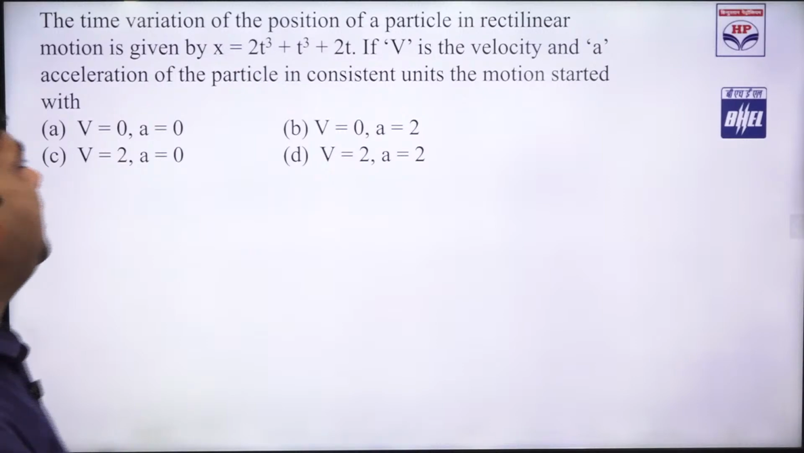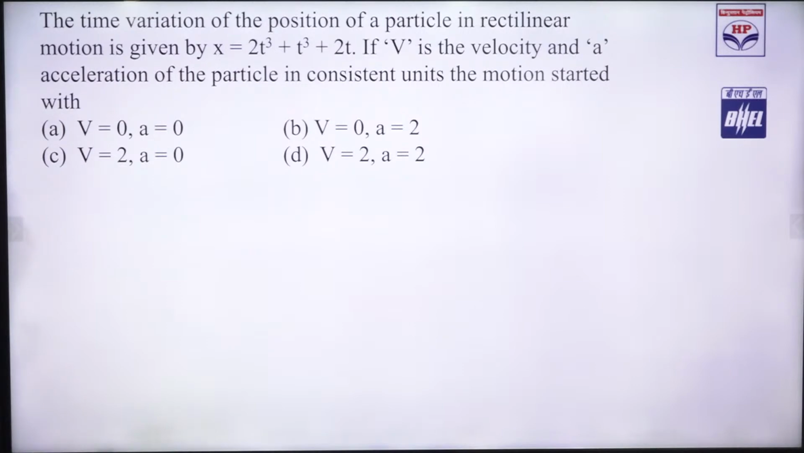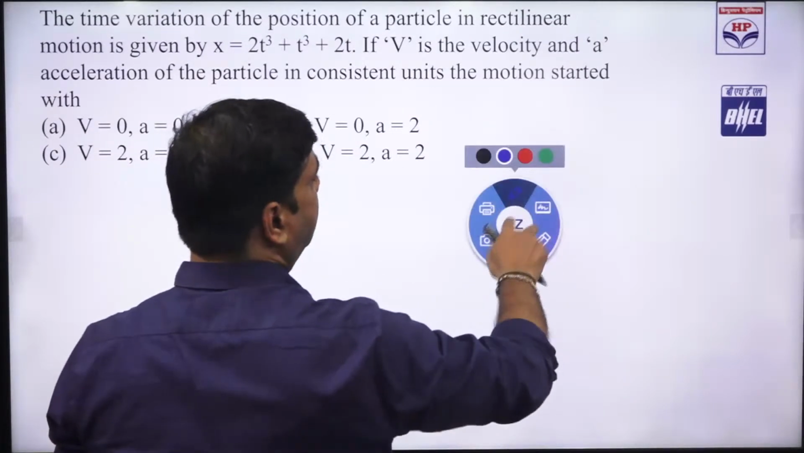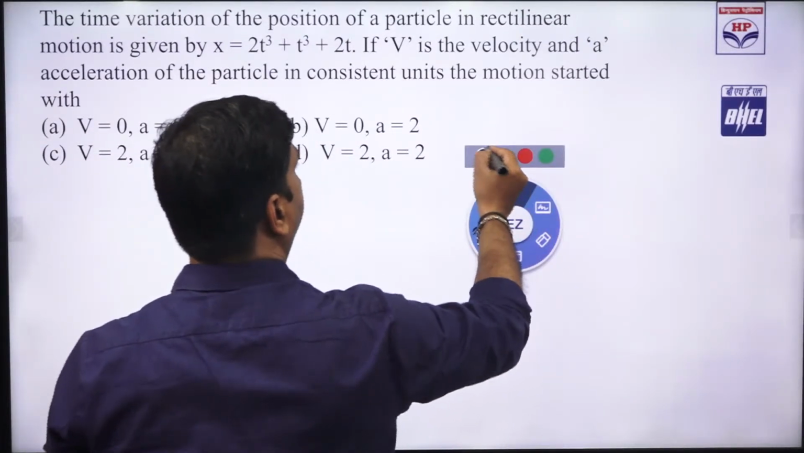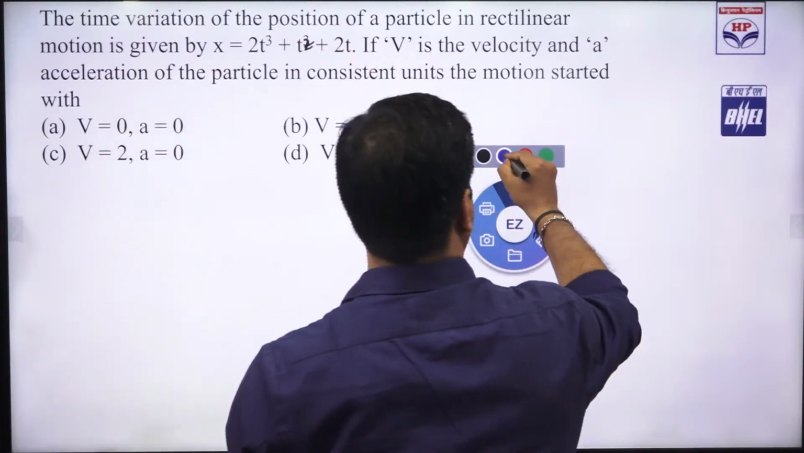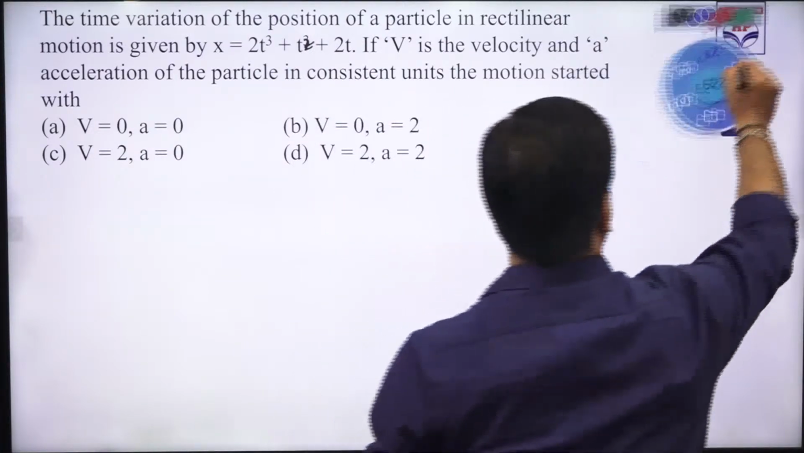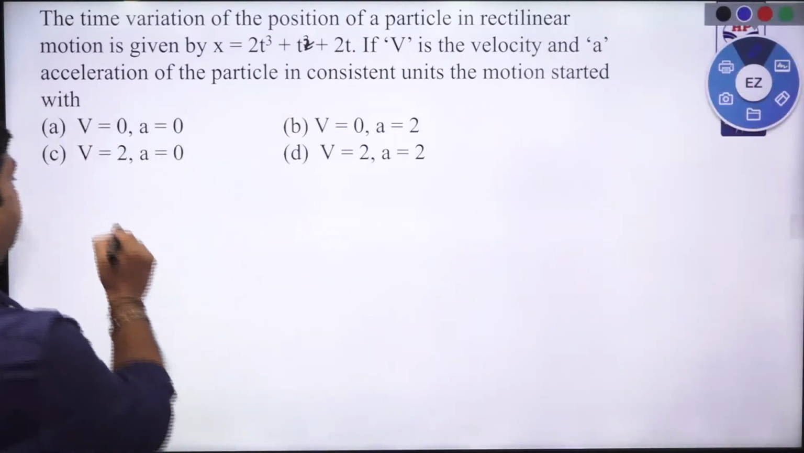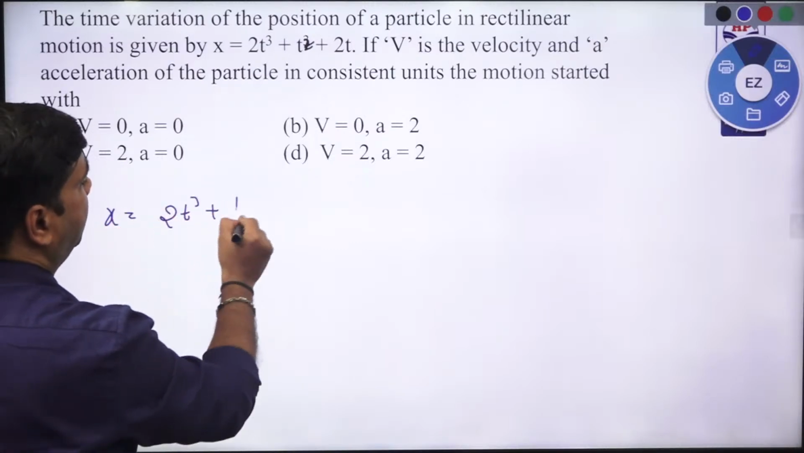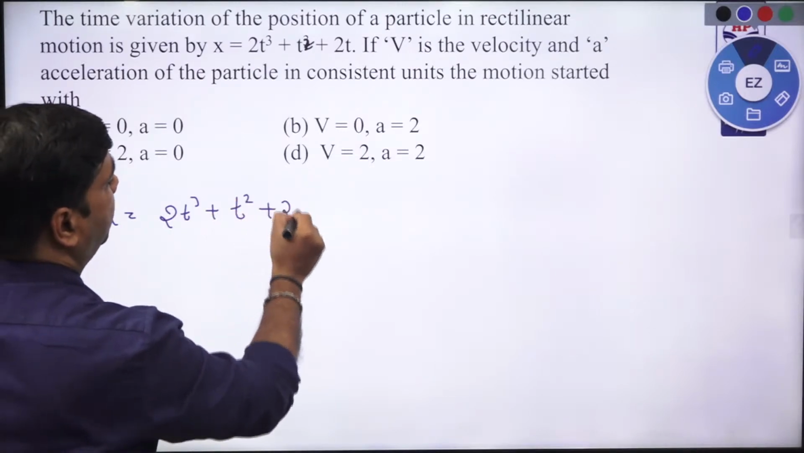A question is saying that the time variation of the position of a particle in rectilinear motion is given by x equals 2t cube plus t cube plus 2t. Okay. This is not t cube, this is t square. There is some mistake, that is t square. So x is given by x equals 2t cube plus t square plus 2t.